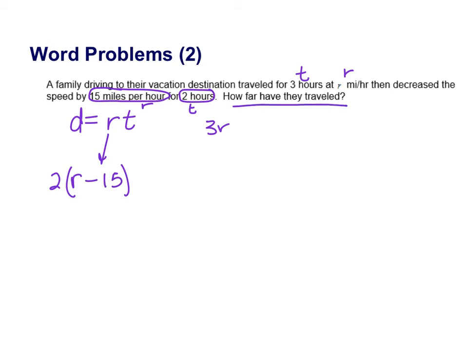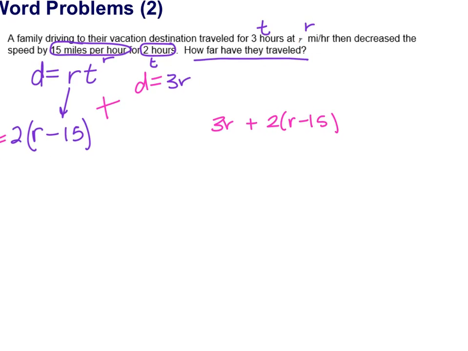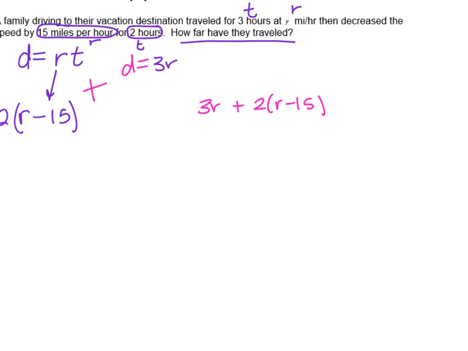Well, remember, distance is equal to that 3r, and distance is equal to that. So we want to add those together to get the total distance. So we're going to take 3r, that's the first distance they traveled, we're going to add to it the next distance that they traveled, 2 times (r minus 15). And then, of course, we can do some simplifying. We see those parentheses and we just can't wait to distribute.